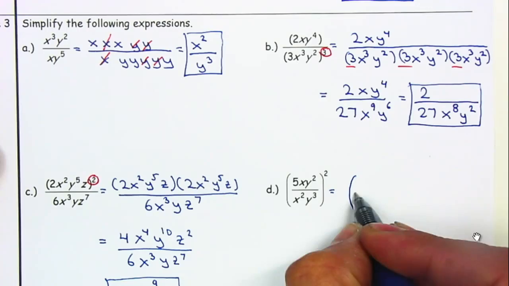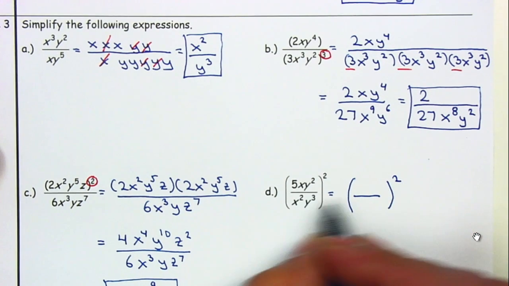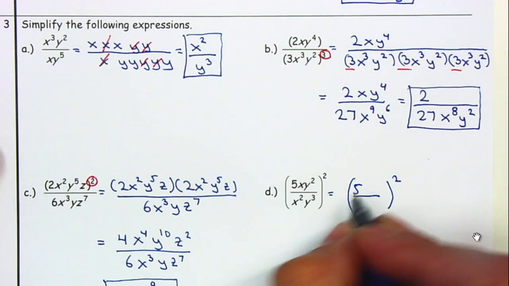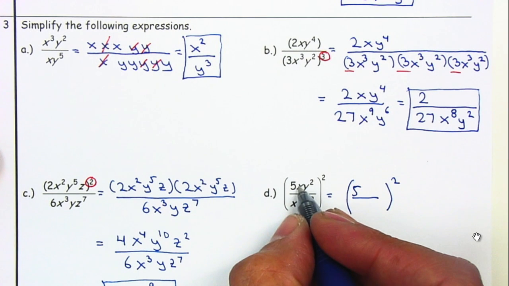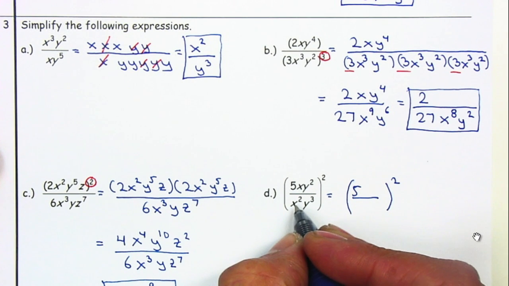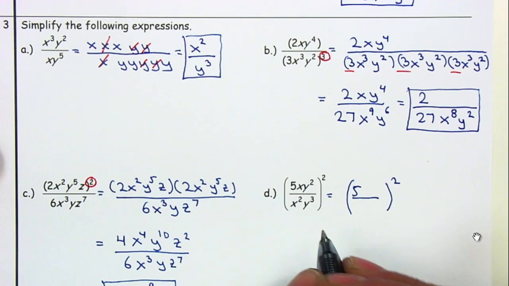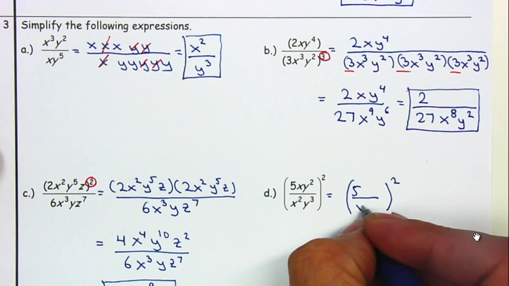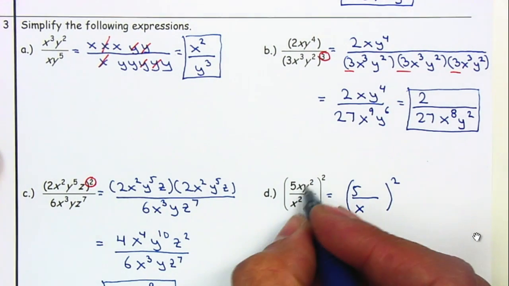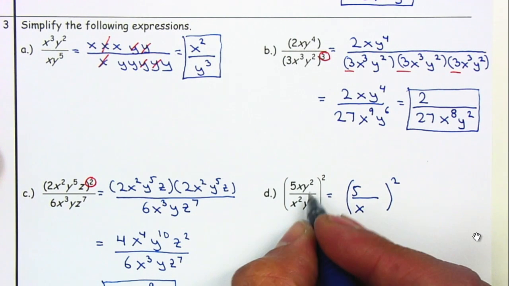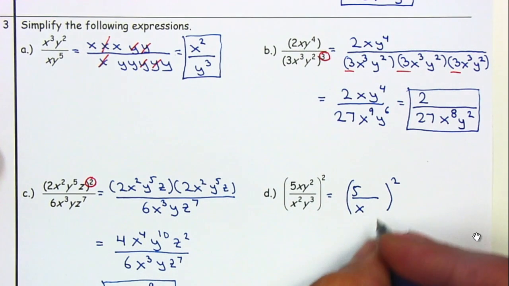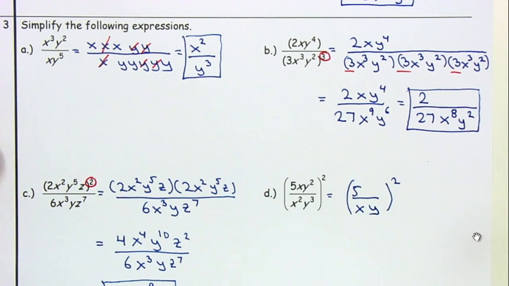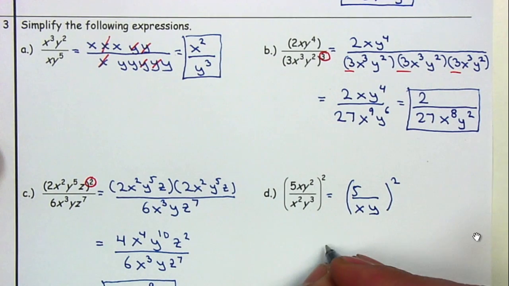I'm going to have a fraction squared. There's only one number on top. The x's. I have 1 on top, 2 on the bottom. 1 of them cancel. How many are left over? 1. Y's. How many are on top? 2. How many on the bottom? 3. How many cancel? 1, 2. How many are going to be left over? 1 on the bottom.